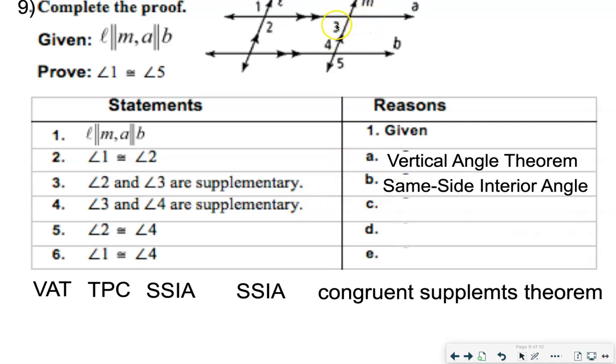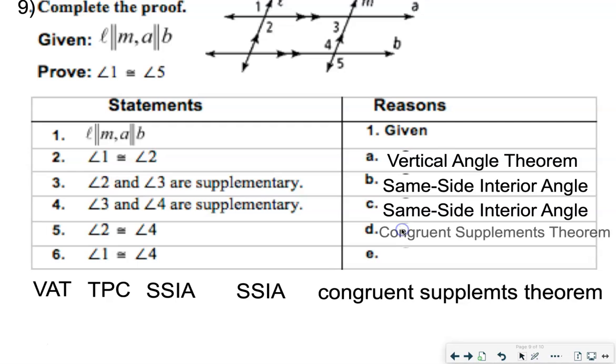3 and 4, why are they supplementary? They're also same side interiors in between A and B. Why is 2 congruent to 4 then? Congruent supplements theorem is what we had talked about a little bit earlier in the chapter, but what we have is both 2 and 4 are supplementary to 3. Since 2 and 4 are supplementary to the same thing, they have to equal each other.